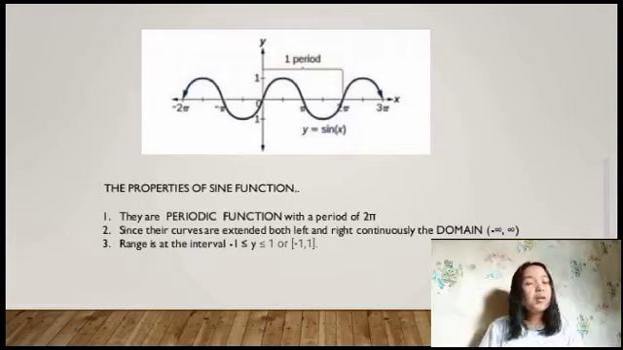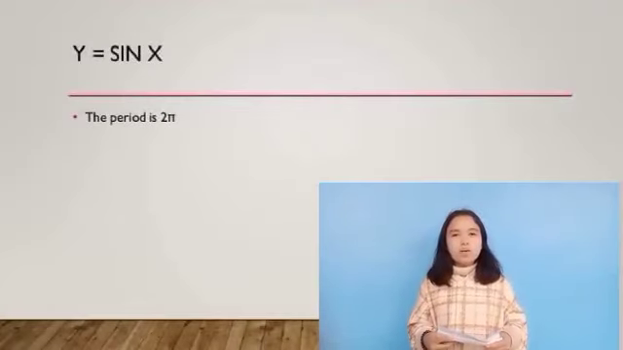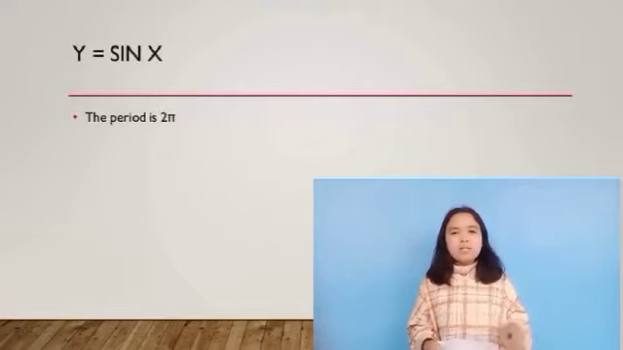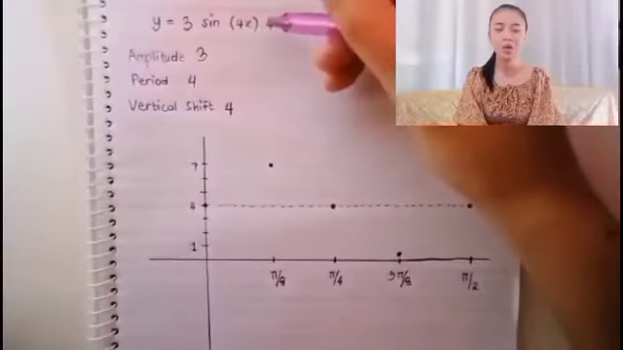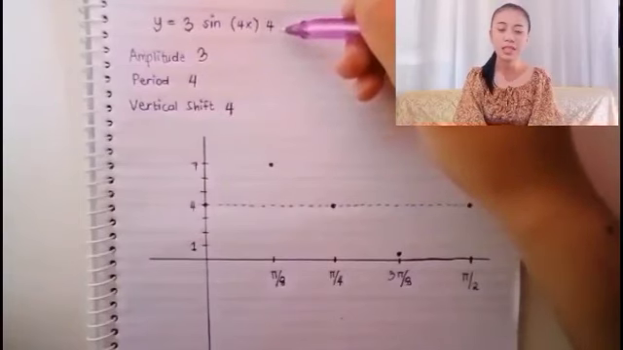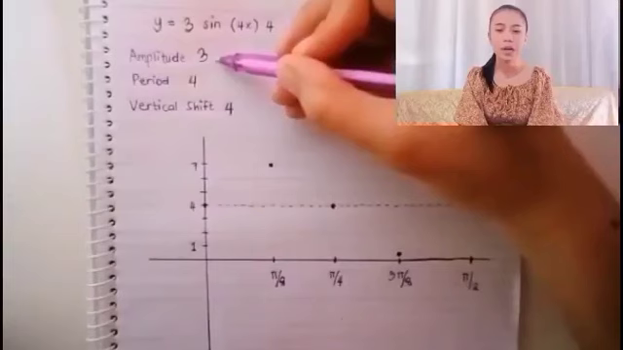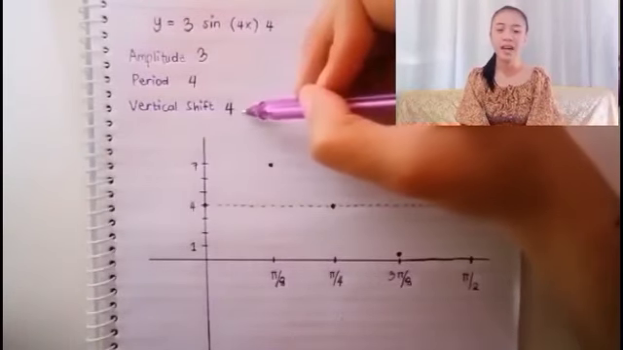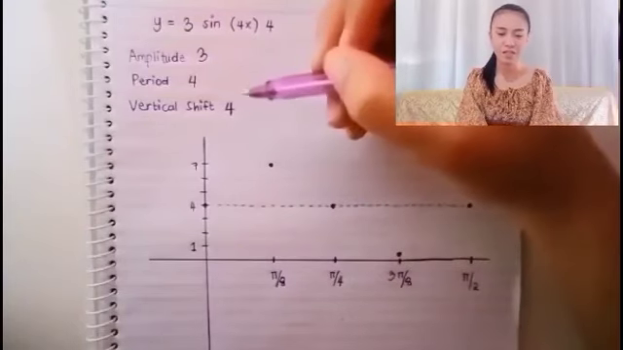And now you have there the properties of the sine function. So our problem is y equals sine x. The period is 2 pi. So the graph goes up and down. Our next problem is y equals 3 sine of the quantity 4x plus 4. Now our amplitude here is 3, 4 is our period factor, and the other 4 is our vertical shift.